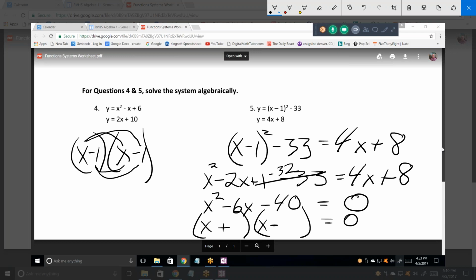Alright, so what are the two? Factor x squared minus 6x minus 40. Alright, well we have x, so numbers that multiply to, so it'd be 10 and 4. Okay, good. Where's the 10 go? The 10 goes in the minus and the 4 goes in the plus. Okay, what are my answers? X equals what?